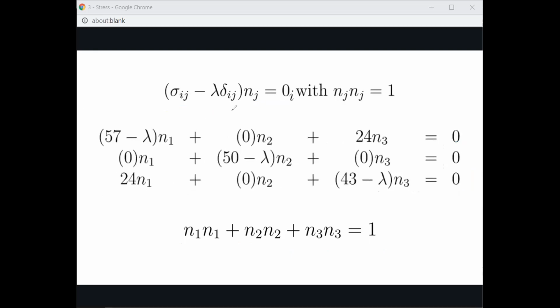Yeah, so substituting sigma ij. Ito yung given sa atin, di ba? 57. Okay. Bakit dito 0 lang? Bakit wala yung minus lambda sigma ij at lambda delta ij? Because delta ij is 0 if i and j are not equal. In this case, i is equal to 1 here and j is equal to 2, kasi row 1 and column 2. So walang value dyan yung lambda. Walang value dyan yung delta.